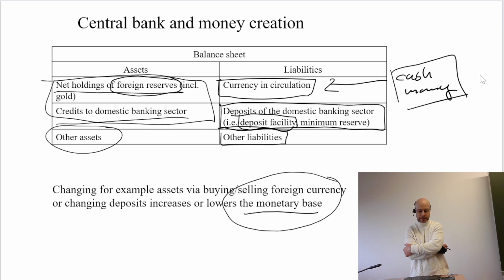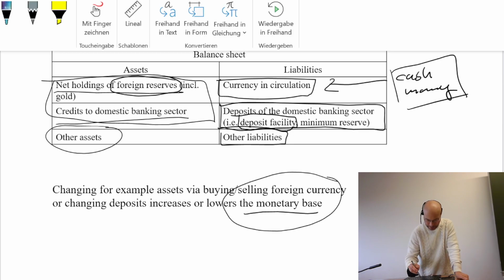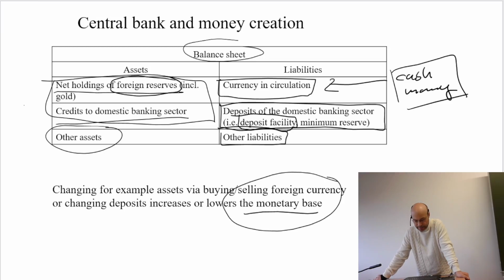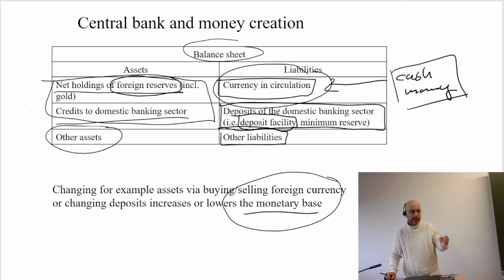And this is, not very surprisingly, due to the central bank. So in general, we could say that the balance sheet of the central bank is more or less the monetary base, and at liability, we also see, of course, the currency in circulation, which is more or less the cash money.